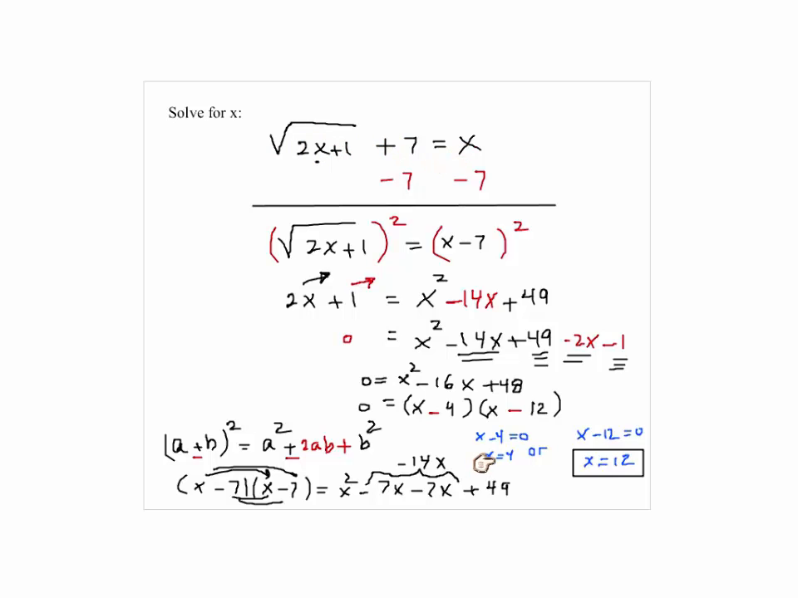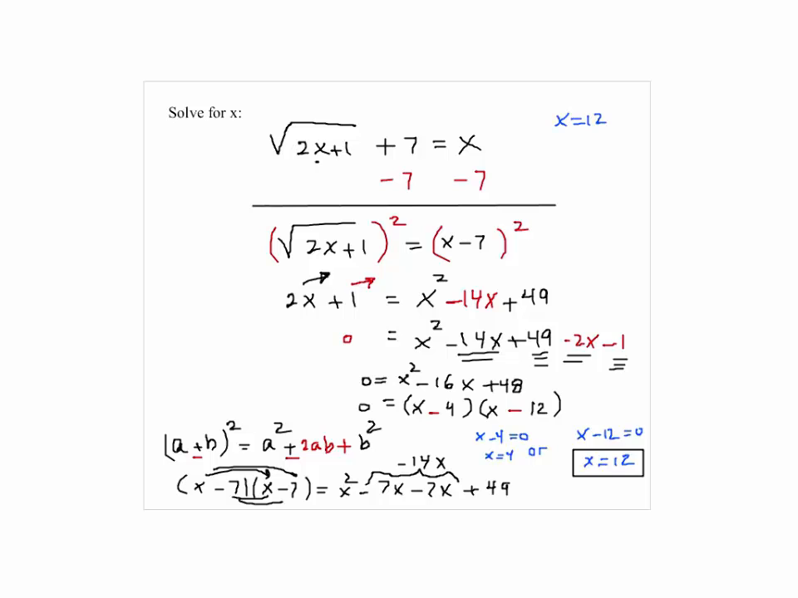However, 4 is not going to work, because that gives me 2 times 4 is 8. 8 plus 1 would be 9. Square root of 9 would be 3. 3 plus 7 would be 10, and that's not equal to 4. So only 12 is the answer. x is equal to 12.